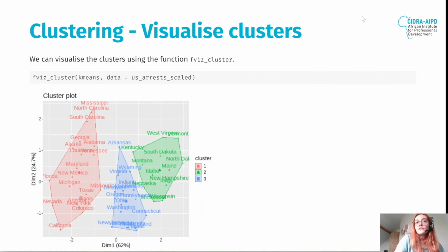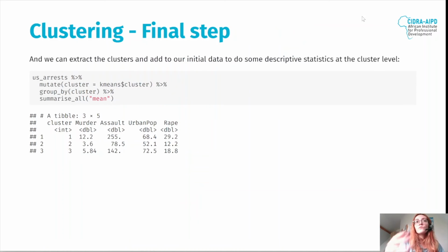And the final step then, so you visualize, you create the clusters. What is the final step? It is to actually extract the clusters and add that to our initial data so we can have some descriptive analysis. We can do some descriptive statistics at a cluster level. So in here, I'm just going to do a simple average, but you can do more with that if you want.